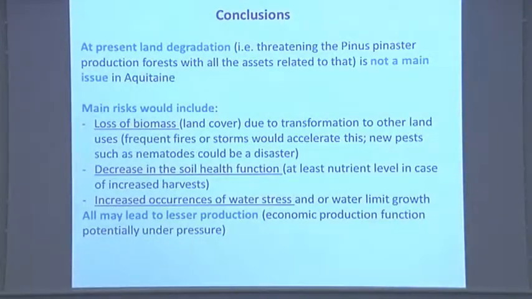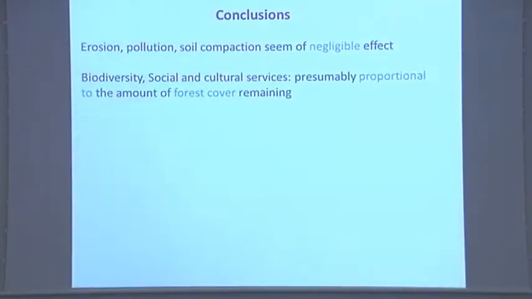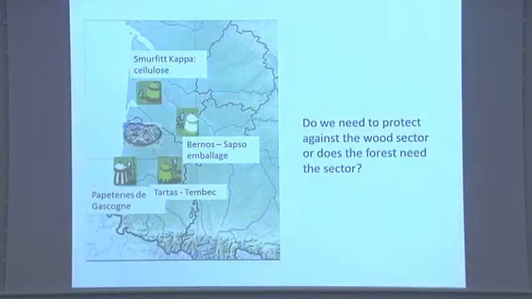And all of them may lead to lesser production. So you have less surface, and on the surface where you have the forest, probably you have at the end a lower growth. And I would say pollution, compaction, they seem of negligible effect. And biodiversity, social and cultural service, they are probably proportional to the forest remaining. So as long as there is enough forest, it will probably still be there.